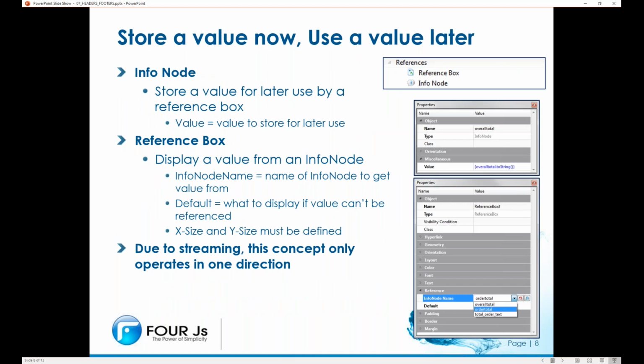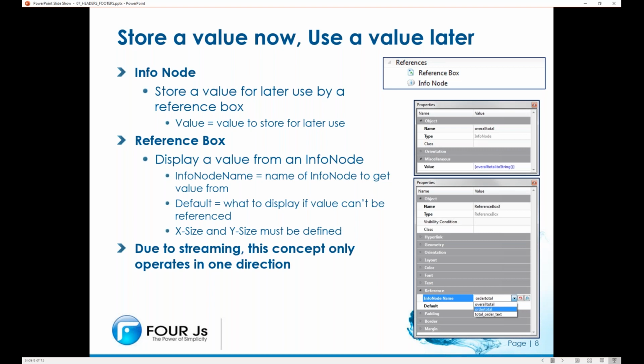Okay, the last thing is to store a value now and to use a value later. The idea of this, as I said in the previous discussion, was you can come along with a value. That value is with a row. Once we're done processing that row and the next row comes in, we lose all concept of that value. If you need to keep that concept of the value, you add an info node onto the report.